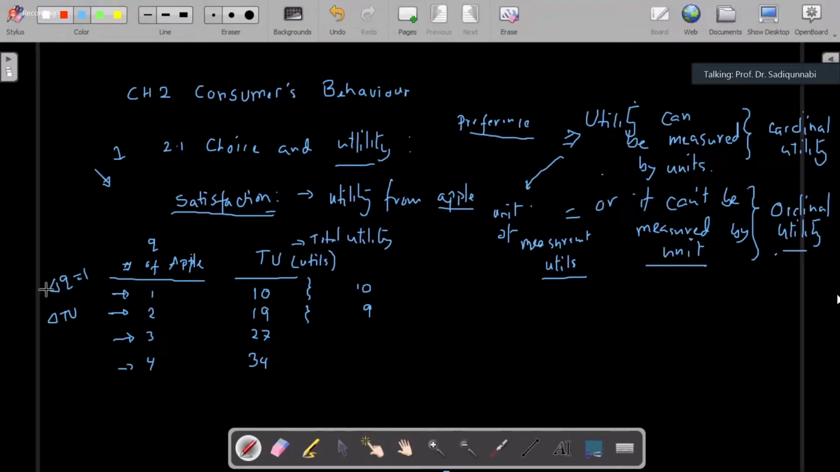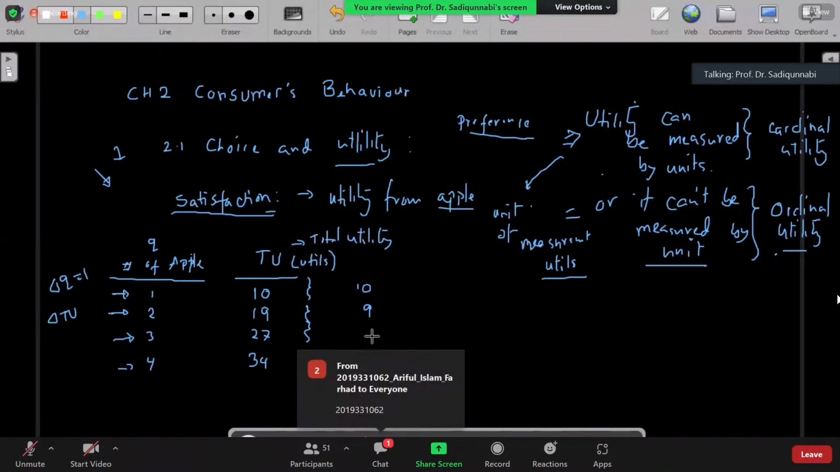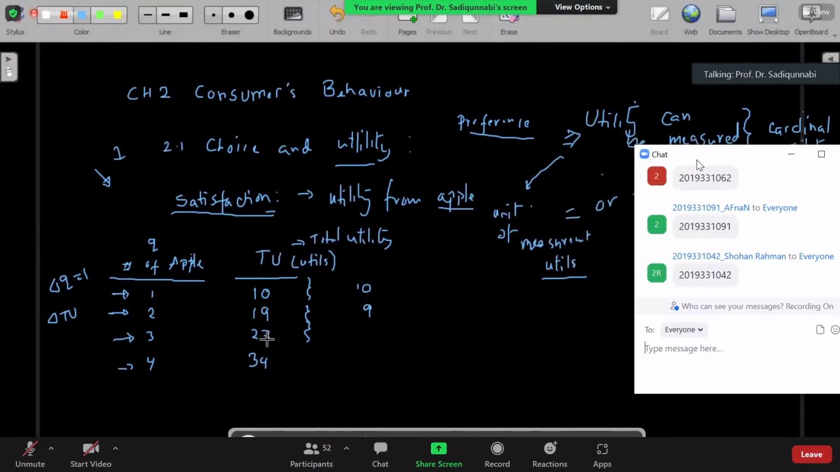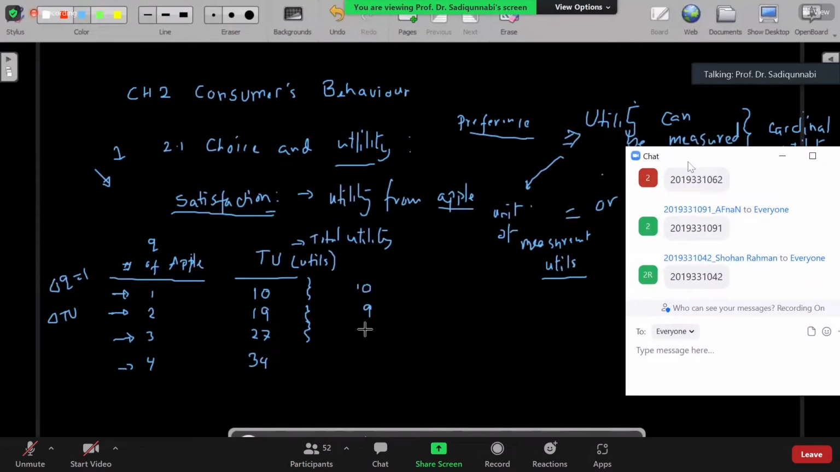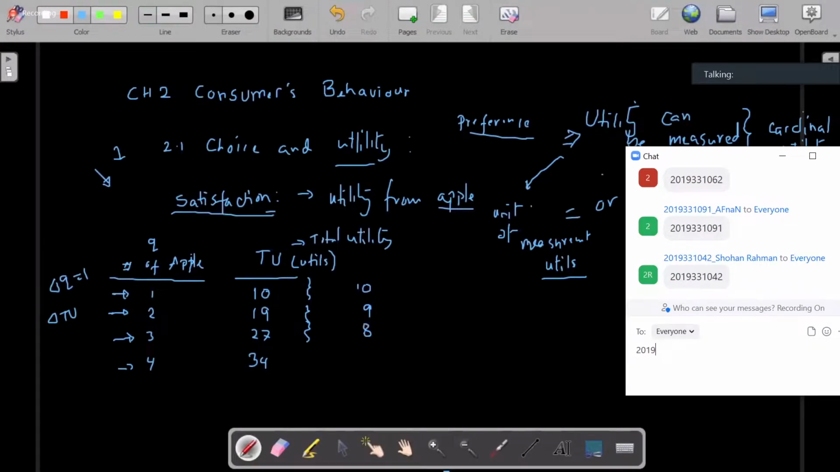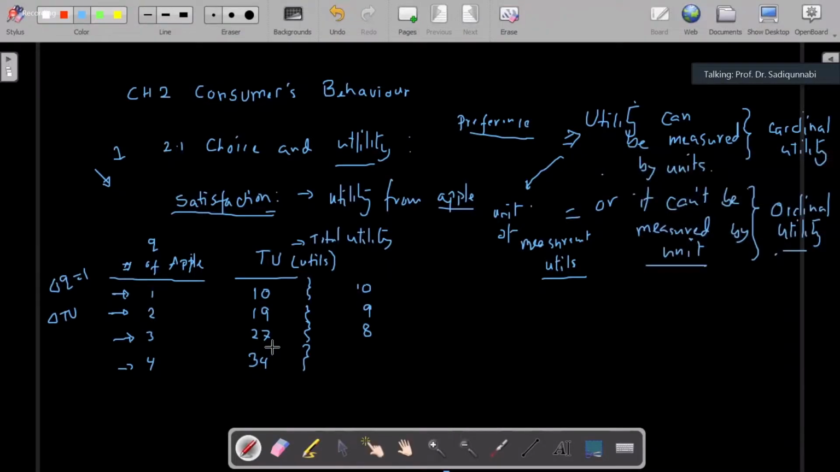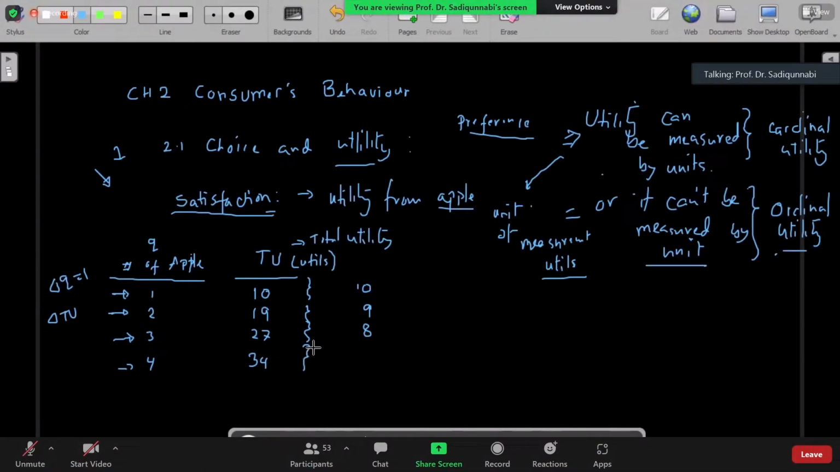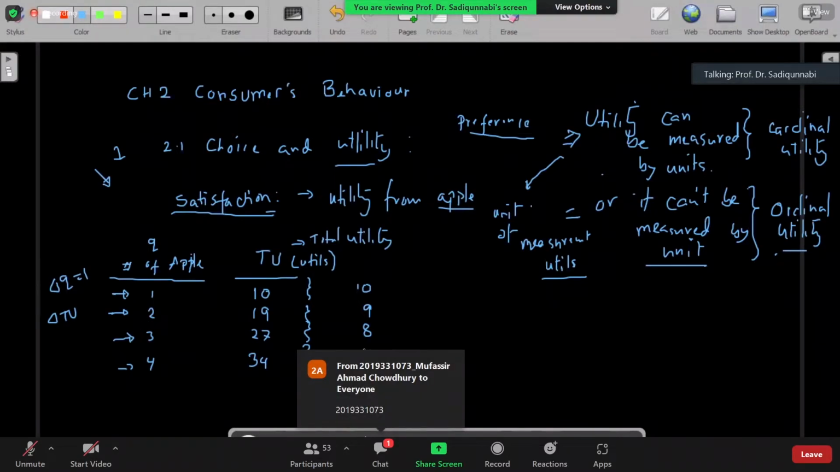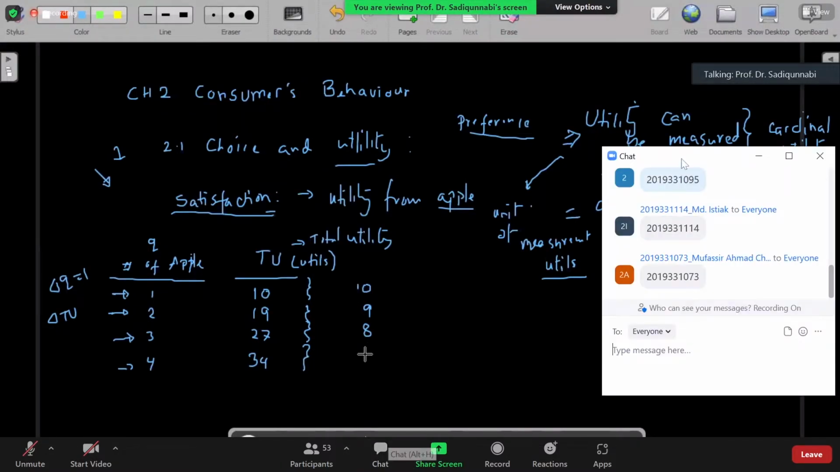So change in Q is 1, change in TU is 9. When you again move forward, you see that it is 8, right? 19 plus 8 equals 27, so 8. When you again move forward, the fourth apple, you eat the fourth apple, then it is not 8, it is 7.